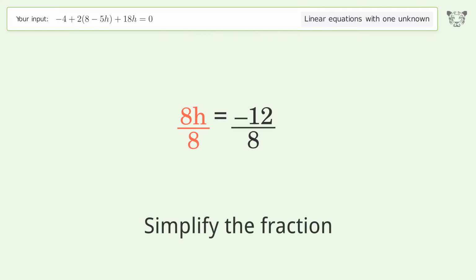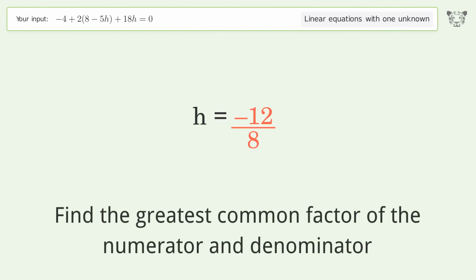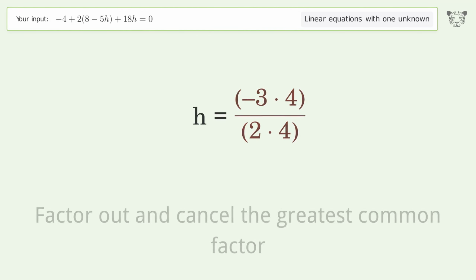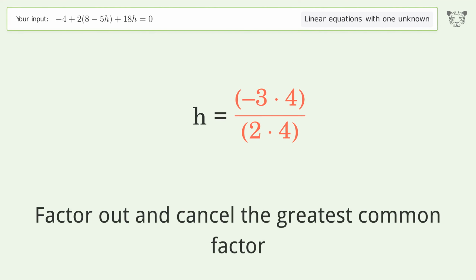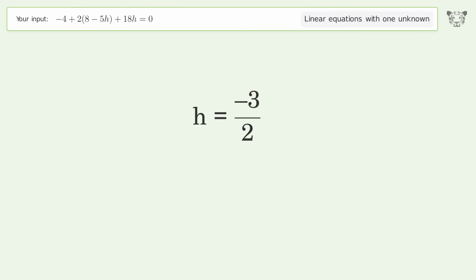Simplify the fraction. Find the greatest common factor of the numerator and denominator. Factor out and cancel the greatest common factor. And so the final result is h equals -3/2.